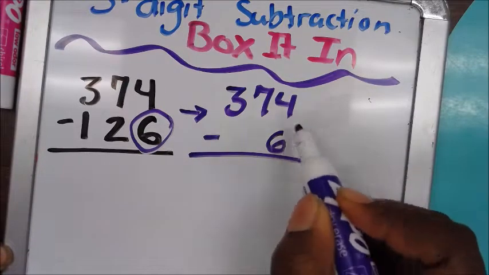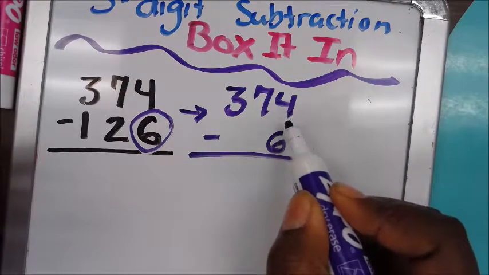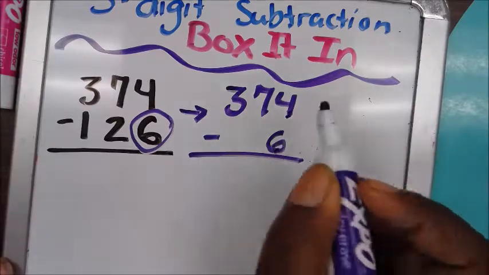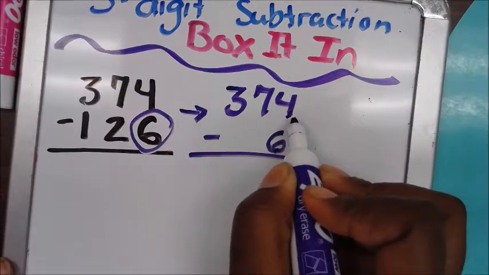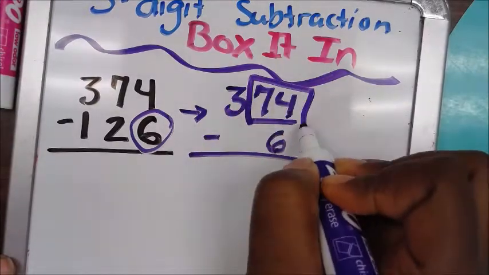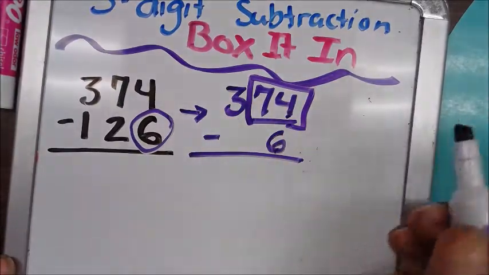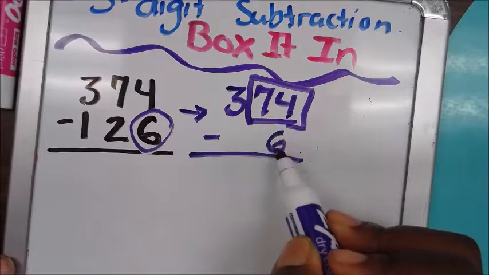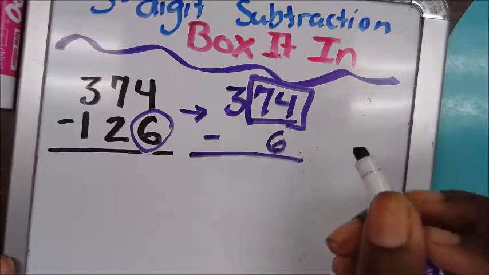Now if you notice, with 4 we don't have enough to take 6. So what we do is we box it in. I box in the next place, so now my 4 becomes 74. Now I have enough to take 6. I simply need to count back 6.